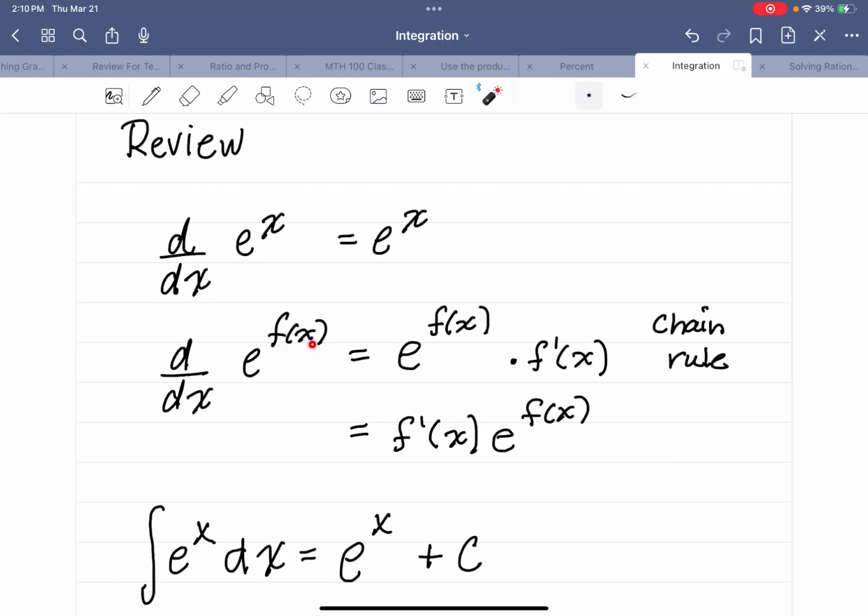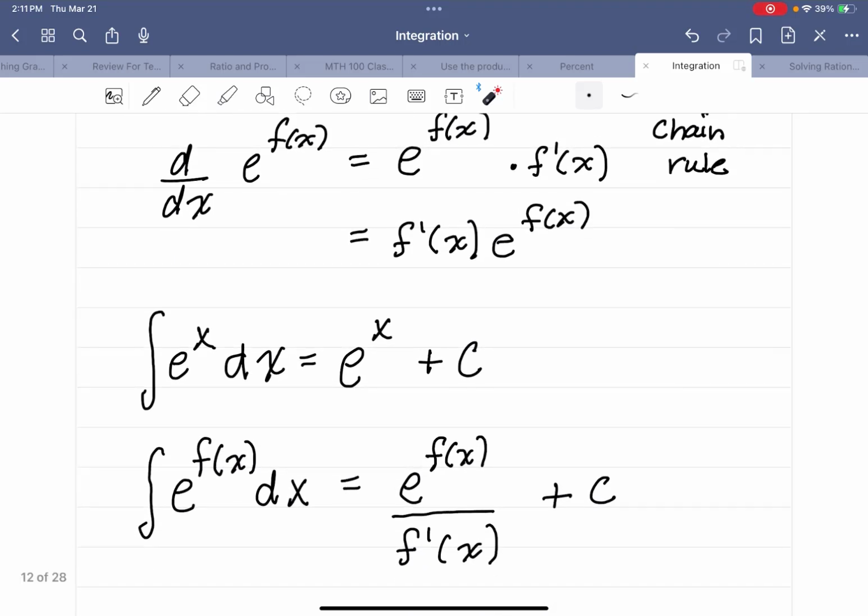However, if e is raised to an exponent that is differentiable, something I can take the derivative of, I write it just as it was, like I did here, but I have to do the chain rule and tack on the derivative of that exponent. So it becomes e to the f of x times f prime of x, or if you want to rearrange it, f prime of x times e to the f of x.